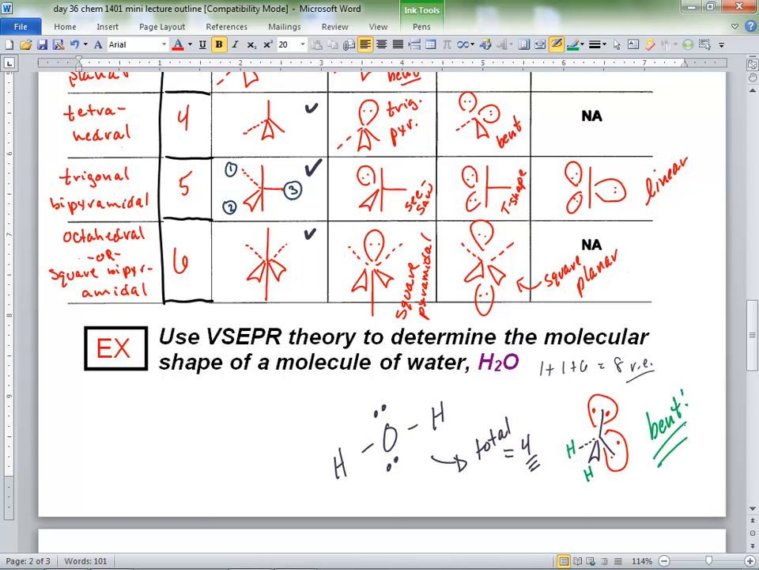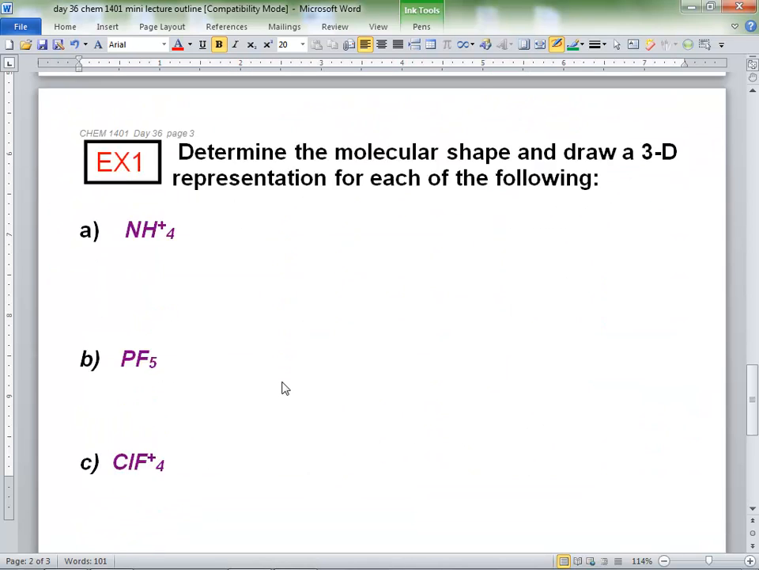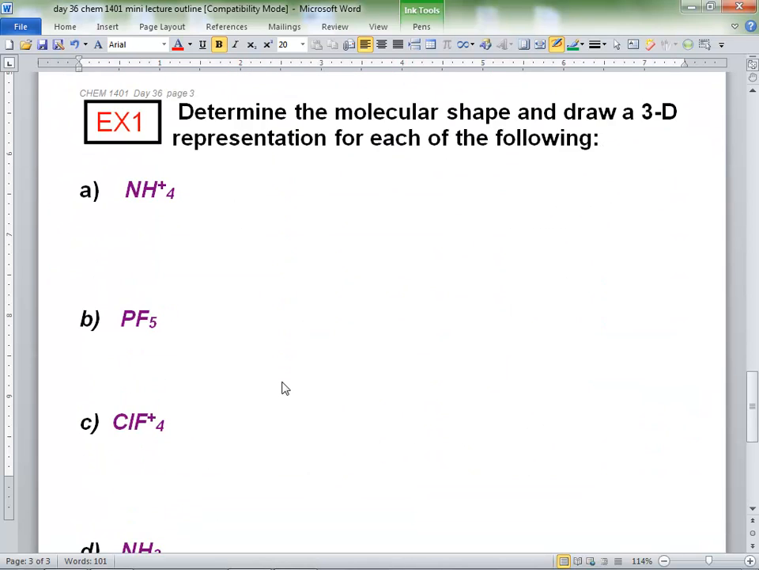Okay? So when we go to the boards and work on this, draw the best Lewis structure you can. Figure out what the total is. The total number of atoms and lone pairs surrounding that center atom. Then just draw that one structure that you need to memorize. Right? That one structure right out of this first column. And then add the lone pair. Because usually if you draw it nice, you can kind of figure out where you're supposed to draw that lone pair and remember it. So let's try it. Here's a bunch. Determine the molecular shape and draw a 3D representation. So we can go to the boards and we can help each other out.